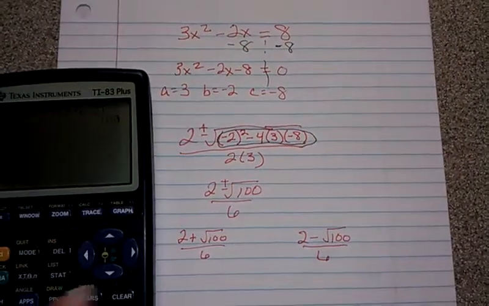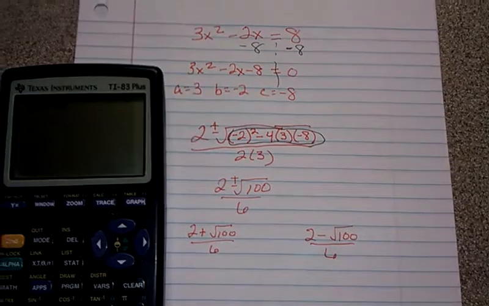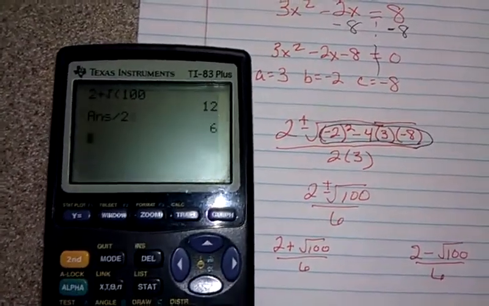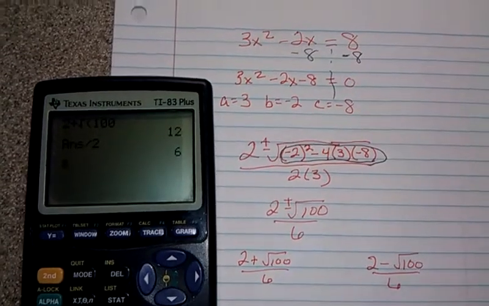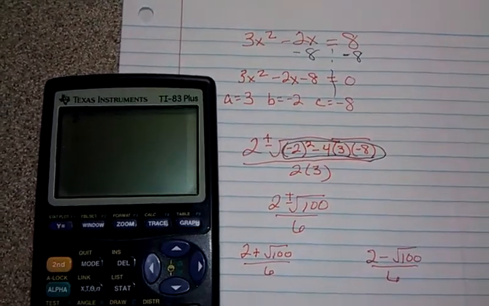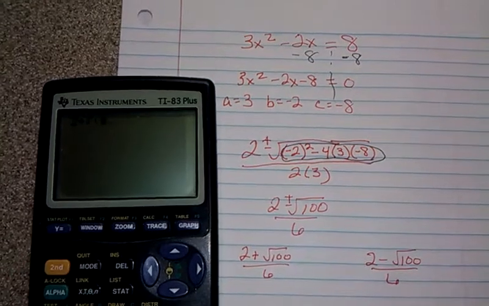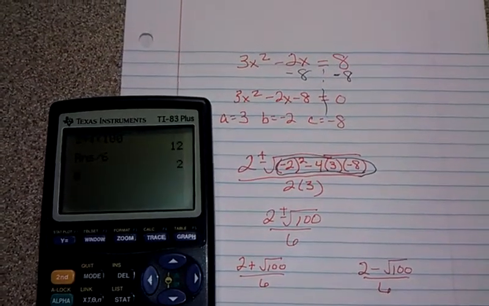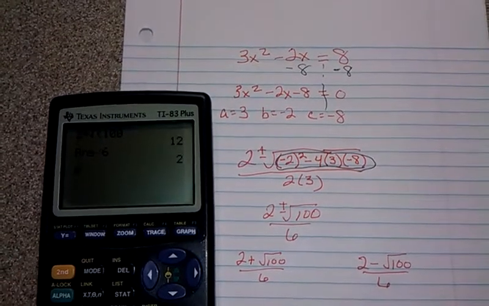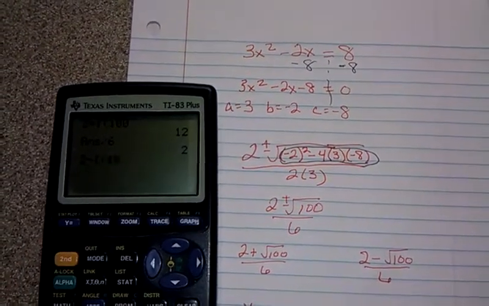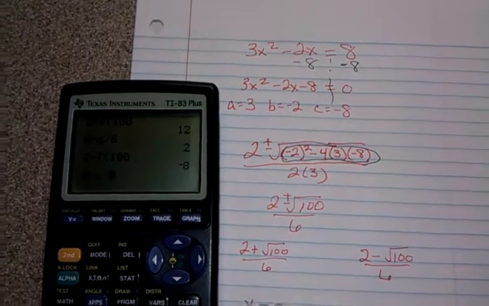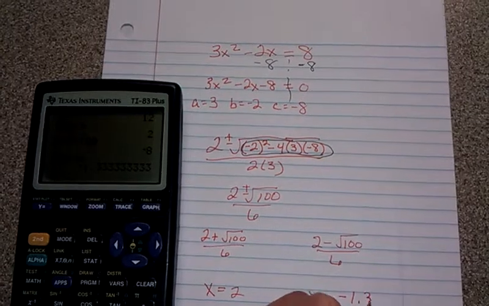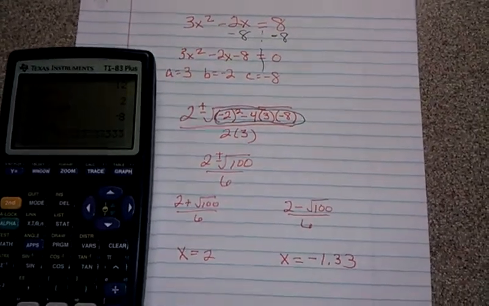Well, I have 2 plus the square root of 100, enter, divided by 6. Let's try that again. 2 plus the square root of 100 divided by 6, and that gave me 2, so x equals 2. Then I have 2 minus the square root of 100, enter, divided by 6, and my other answer is negative 1.33. Those are my two roots.